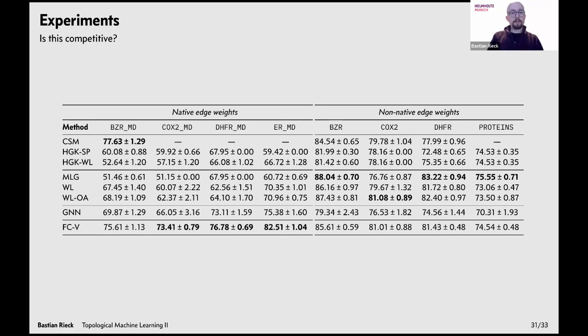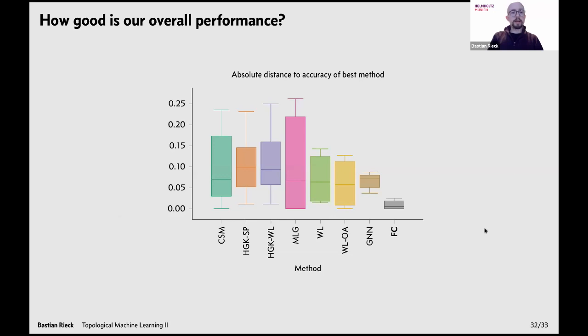To show this, let me show you a very nice plot that Leslie came up with. This is showing you the absolute distance to the accuracy of the best method. So essentially what you want is a very, very small standard deviation here, so very, very small whiskers of the box plot. And ideally you want to be at 0 because that would mean that you always win. And interestingly, our filtration curves framework, which we abbreviated FC here, is consistently doing very well.